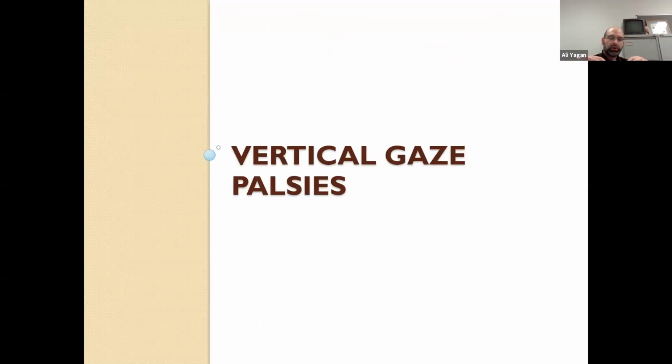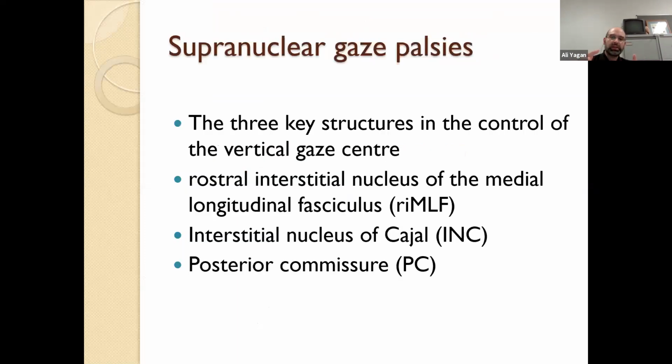So if we talk about the supranuclear palsies, at the beginning we start with the vertical gaze palsies. So these are cases where patients can't move their eyes vertically, either one eye or both eyes, and there are three main structures in the brain that are responsible for these gaze palsies: the rostral interstitial nucleus of the MLF, the interstitial nucleus of Cajal, and the posterior commissure. These centers are essentially responsible for gaze palsies that are vertical in nature.